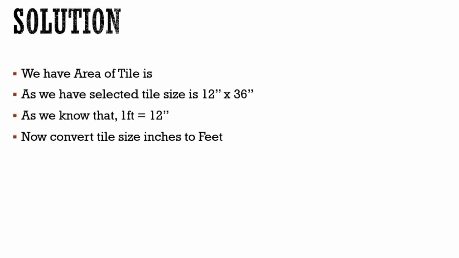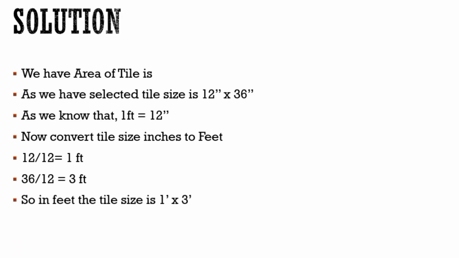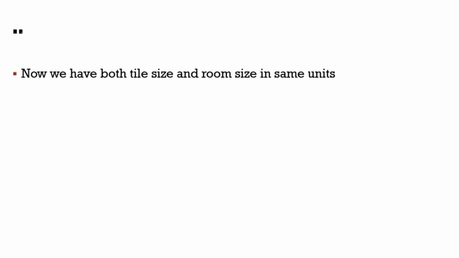As we have selected, the tile size is 12 inches into 36 inches, so we convert this inches into feet. As we know that 1 foot is equal to 12 inches, now convert the tile size from inches into feet. 12 inches divided by 12 is equal to 1 foot, and 36 divided by 12 is equal to 3 feet. So in feet the tile size is 1 foot into 3 feet. Now we have both the tile size and room size in the same units.